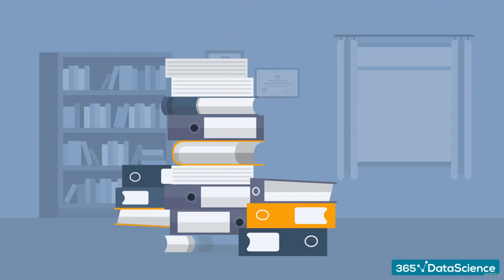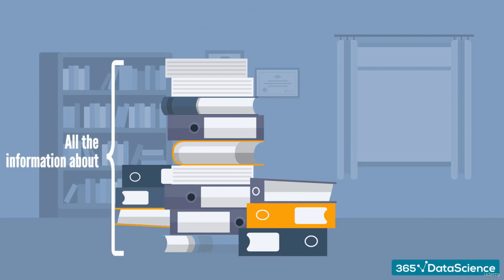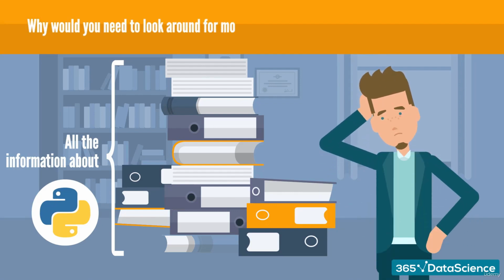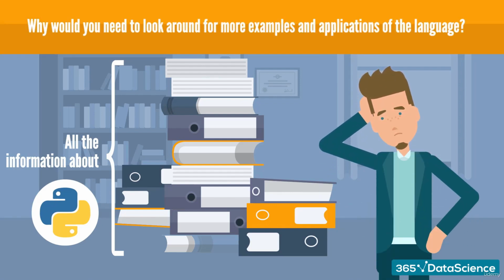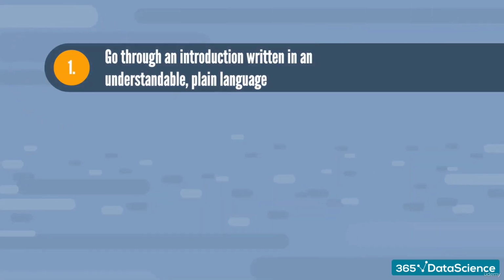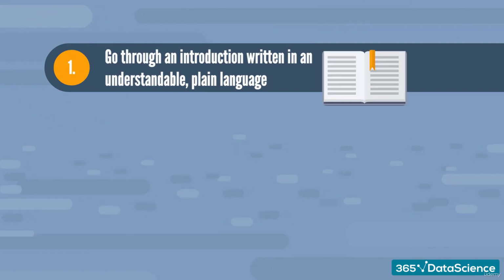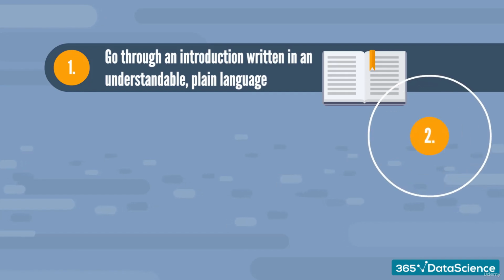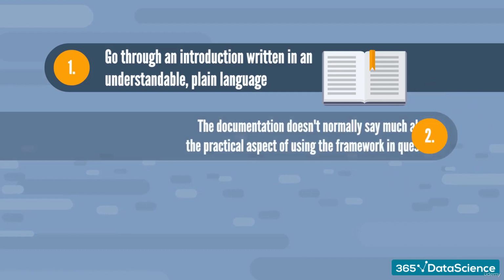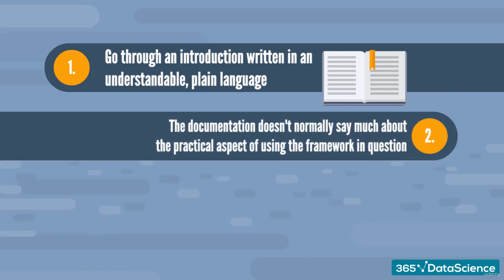Well then, if the documentation can contain all the information about a certain software tool, such as Python, why would you need to look around for more examples and applications of the language? Here's why. First, you might want to go through an introduction of how to use the relevant software tool written in an understandable, plain language. This can help you make your first steps and build up the confidence you need to become an advanced user one day. Second, and more importantly as well, the documentation doesn't normally say much about the practical aspect of using the framework in question.